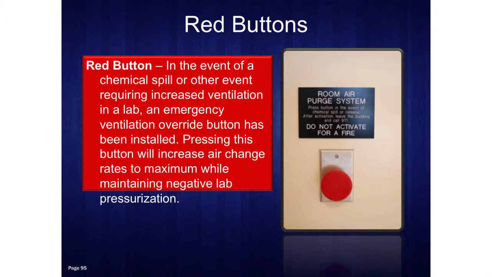The red button is an override button that's not connected with the CDCV system, and we tell our lab occupants to push the red button in case of an emergency or if there's some sort of spill that were to occur in the lab. What that does is it increases the airflow into the lab to its maximum in order to help clear the space and ventilate the space as much as it can if that sort of situation were to happen.